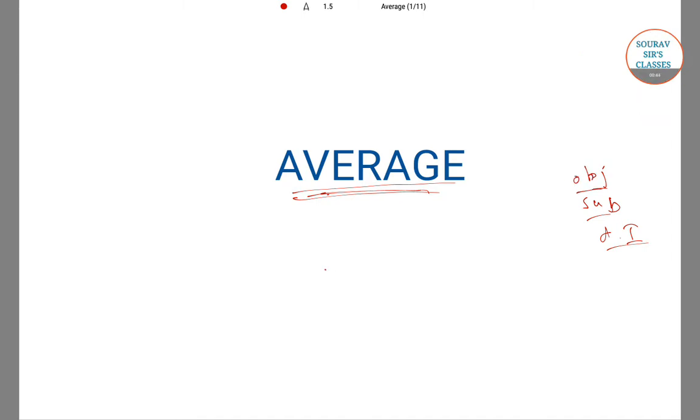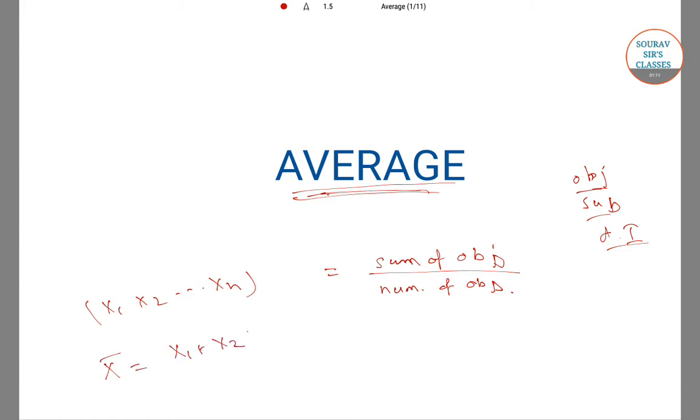Average is a number obtained by dividing the sum of observations by the number of observations. That is, if x1, x2, so on till xn are the n observations, then their average x bar is given by x1 plus x2, so on till xn, divided by n.